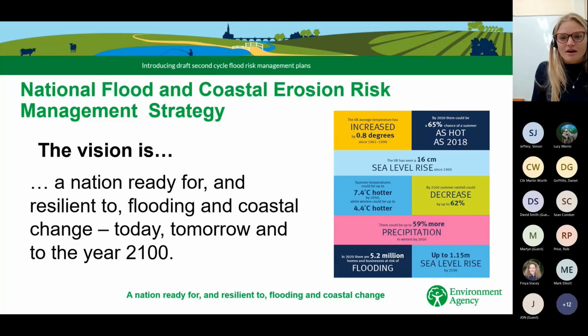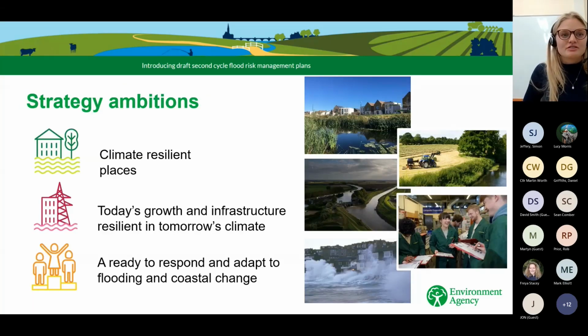The strategy ambitions of the National Flood and Coastal Erosion Risk Management Strategy: there are 3 ambitions. Climate resilient places, which I'm sure you're all aware of, making sure that what we build now is resilient to our climate in the future, and also making sure that our communities are able to adapt to flooding and coastal change with climate change.